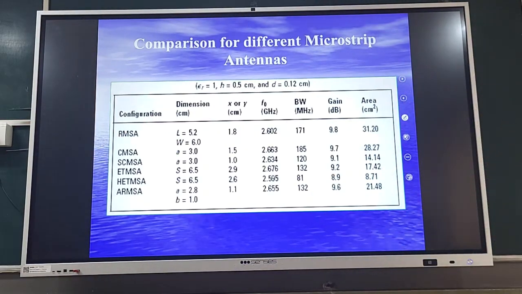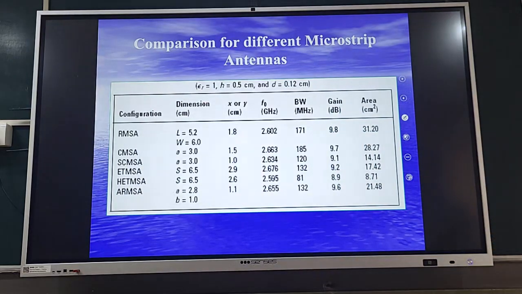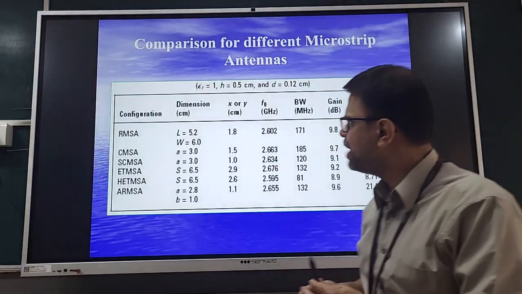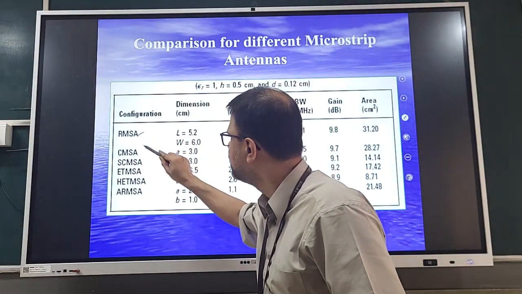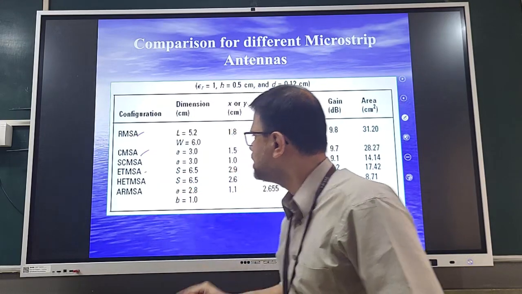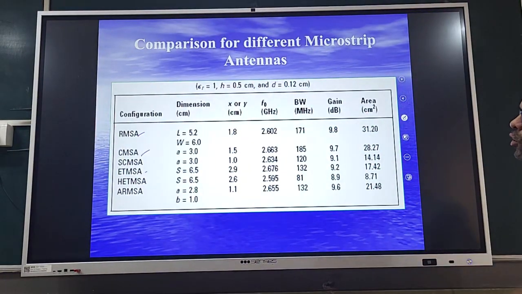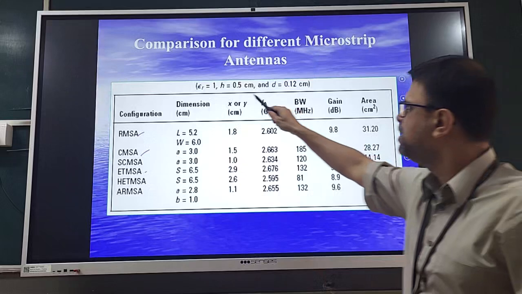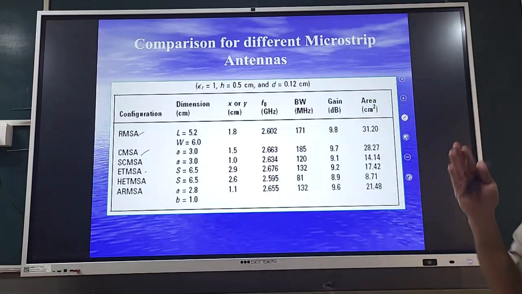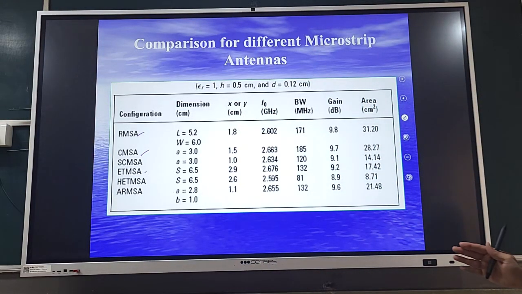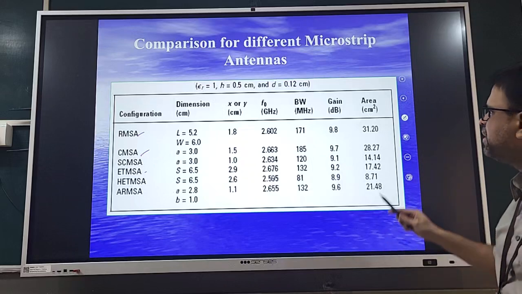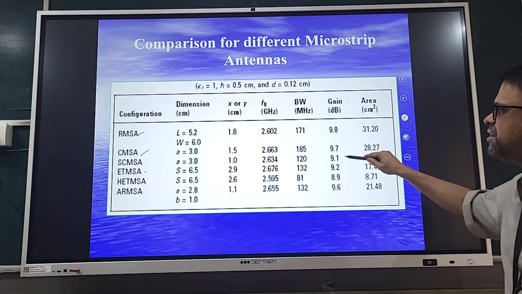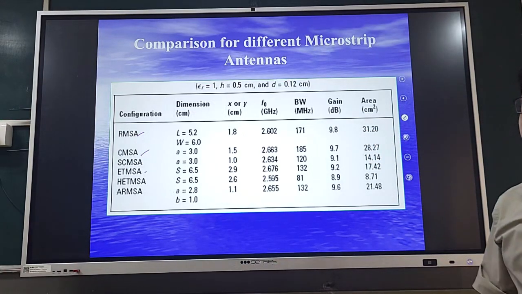Okay, so here we have a comparison table where you just look at first these parts, CMSA, RMSA and ETMSA. Don't look at any other part. So the antennas are designed using this substrate parameter at the same frequency. What you will observe is that again the frequency is nearly the same. Gain of these three antennas, RMSA has the better gain of all.